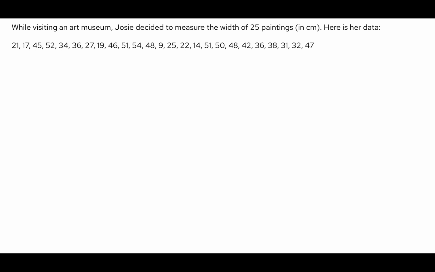So let's make our own histogram. We're going to use this data from Josie. When she was visiting the art museum, she decided to measure the width of 25 paintings in centimeters. So here's her data. I have 25 pieces of data. Now we're going to create a frequency table.